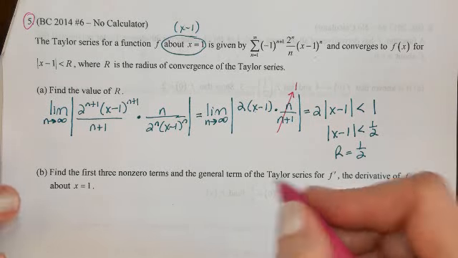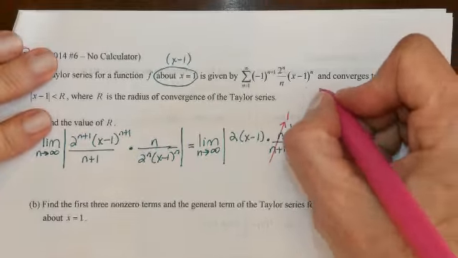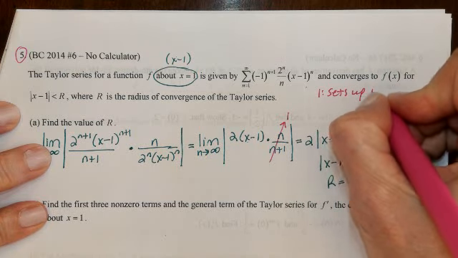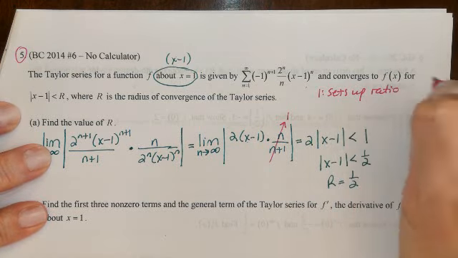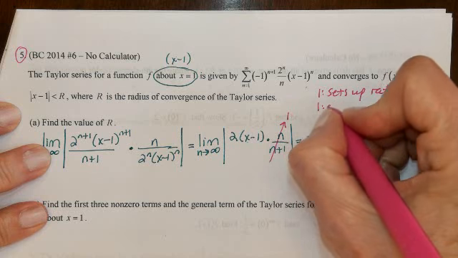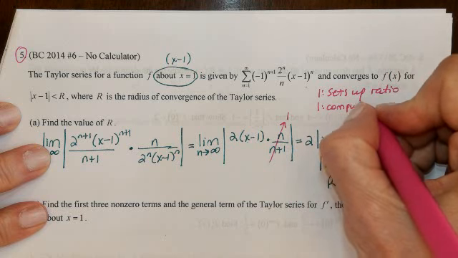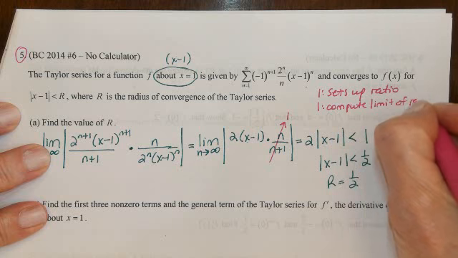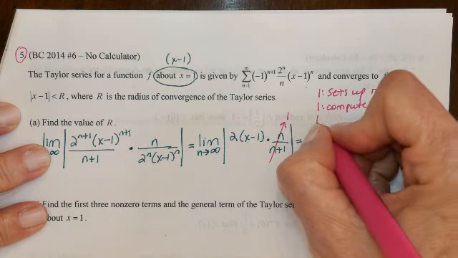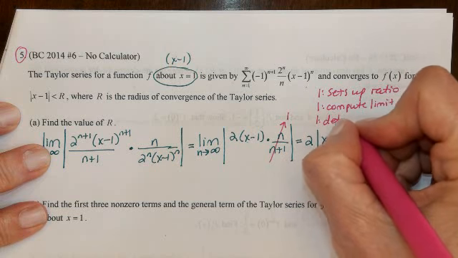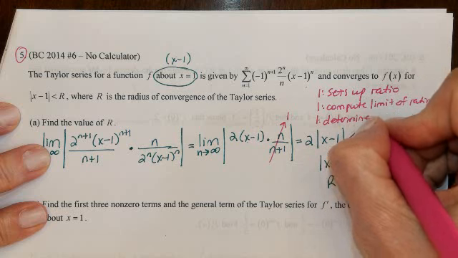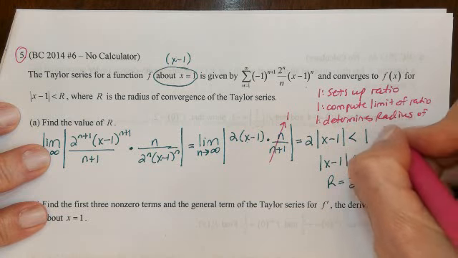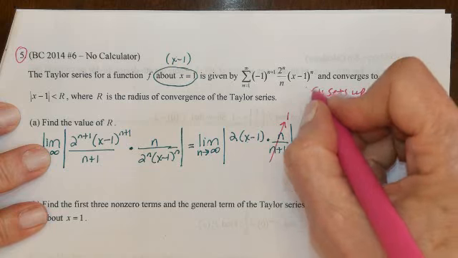This was worth 3 points. 1 point for sets up the ratio. Okay. 1 point for computes the limit of the ratio. And 1 point for determines the radius of convergence, r.